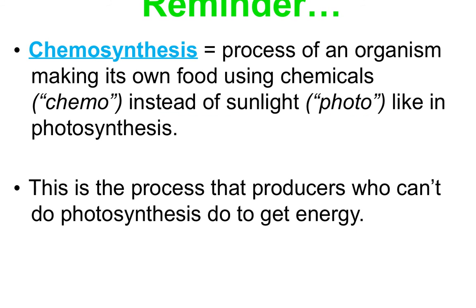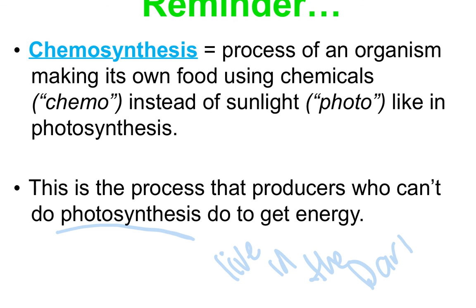Remember, chemosynthesis is a process and how an organism makes its own food by using chemicals instead of photo, like sunlight, like photosynthesis. So this is a process for producers who don't photosynthesize, or basically they live in the dark, okay? They don't photosynthesize to get energy. So instead of doing photosynthesis, they do chemosynthesis. They create their own sugar through a chemical process instead of one that has to be started with the photon, with the light.